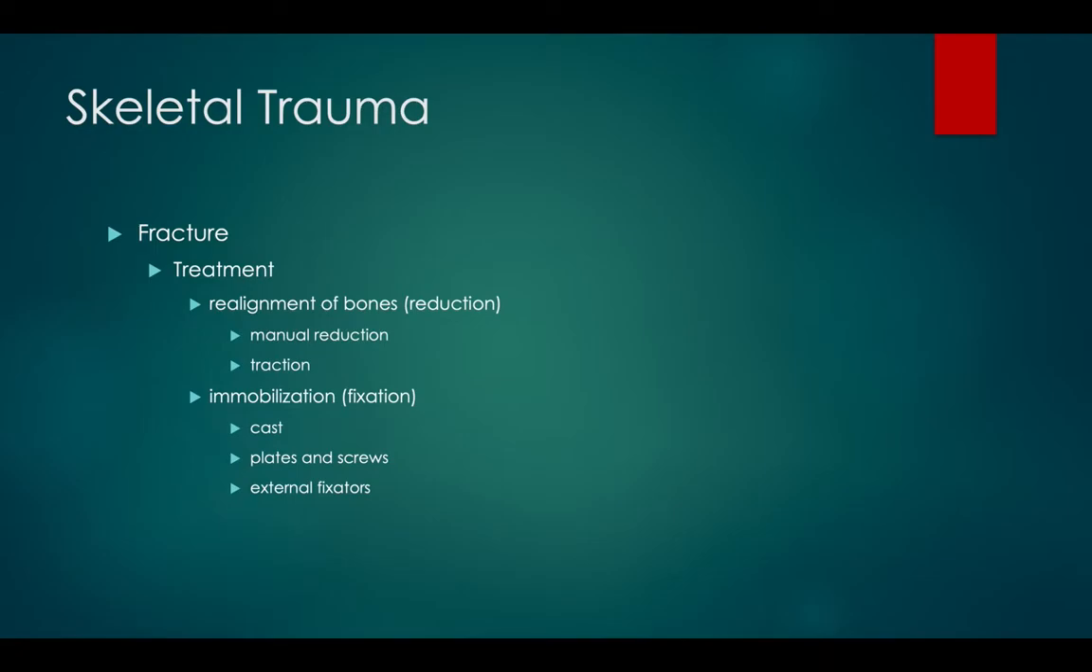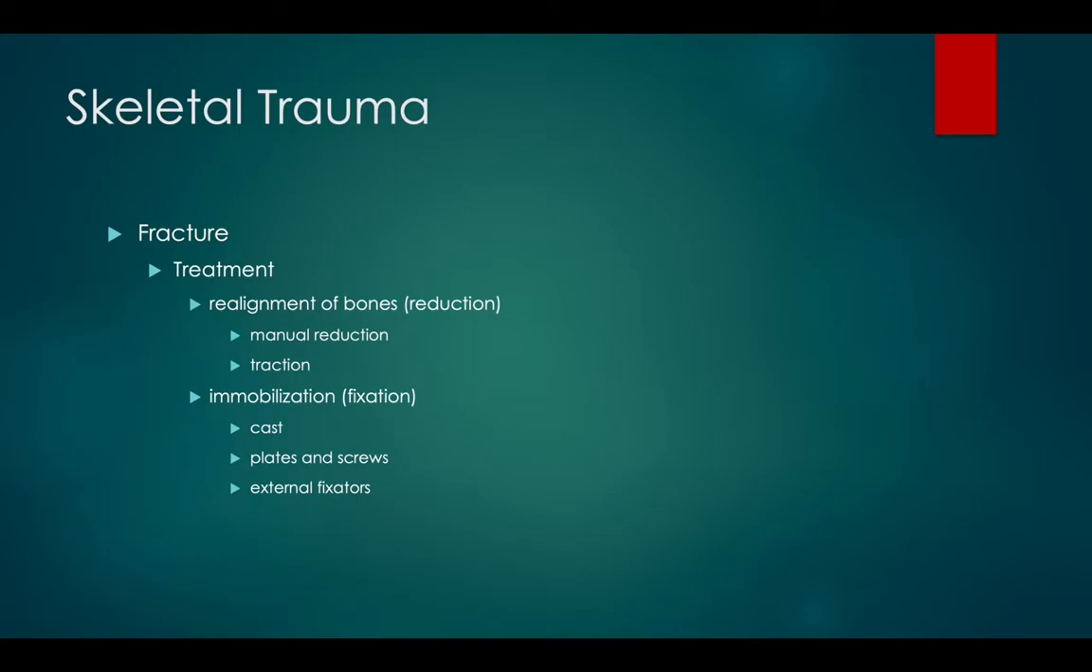So the treatment for bone fractures is, number one, to realign the bone, so that when they heal, they heal in their normal alignment, and then you ensure that the bone will regain its normal function once it's healed. There's a couple ways to do this. You can do a manual reduction, which is where you manually move the extremity and the two pieces of the bone into alignment.